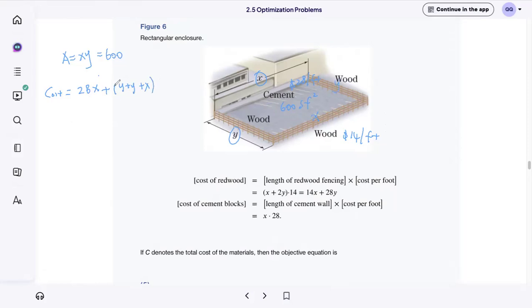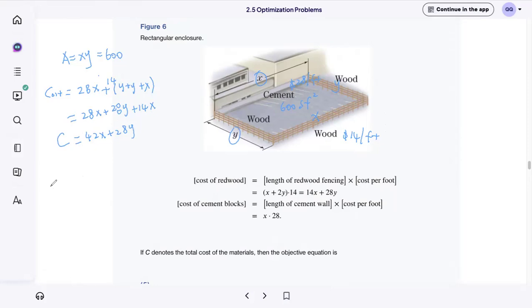Then multiply by 14. So let's write 14 here. So simplify this: I have 28X plus 2Y times 14, that's 28Y. Then plus 14X. So total, what do I get? 28X plus 14X, that's 42X. Then plus 28Y. So we see the cost, let's write it as C. The cost depends on the length and the width, right?